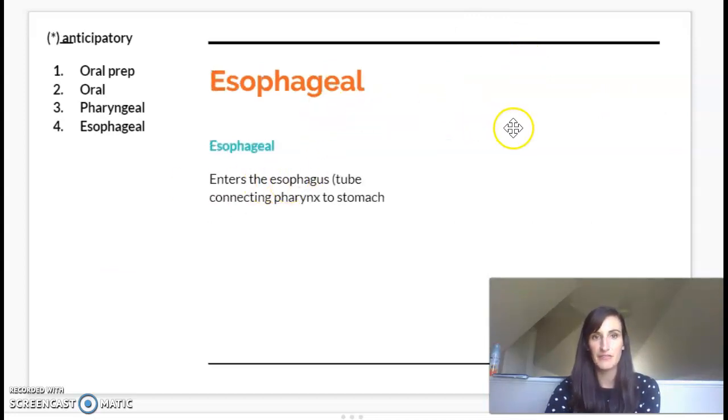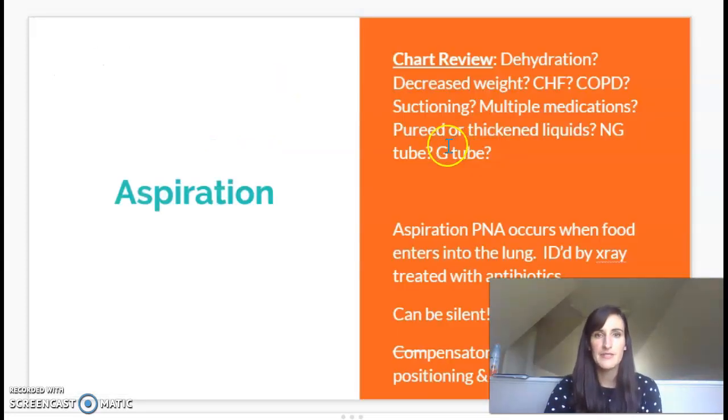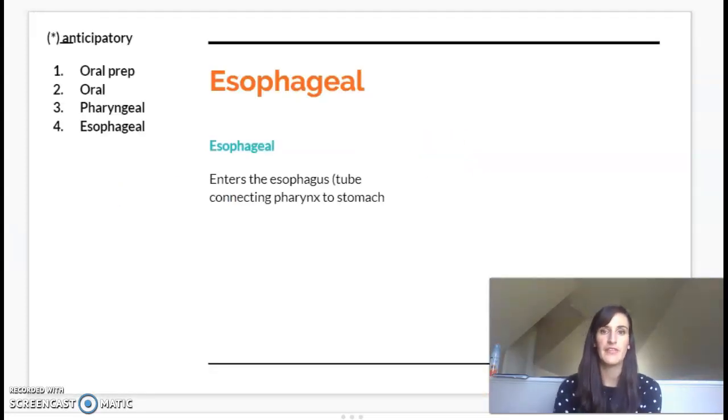Okay, moving into that final phase is the esophageal phase. And this is where the bolus enters the esophagus, which is the tube connecting the pharynx to the stomach. Okay, and so it's important to remember here before we move on that the term dysphagia can denote a problem in any of these stages. And so that's where the more skilled assessment is going to help you determine in which one of these phases our difficulty is coming.